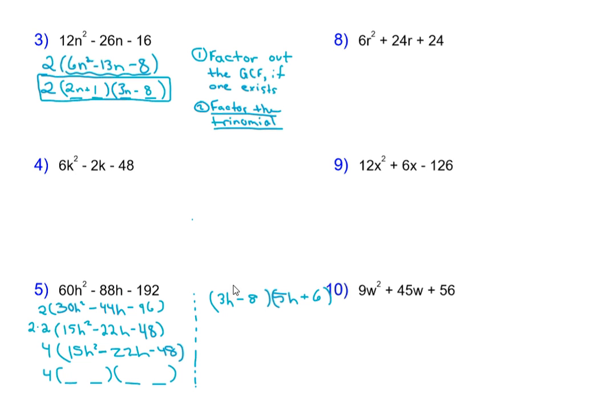So let's see. If I multiply the first two, I know I get 15h squared. If I multiply the outside two, I'm going to get an 18h. The inside two, I'm going to get a negative 40h. And the last two, I know I should get that negative 48. So let's combine those middle two terms together and see what we get. So I have 15h squared. 18h minus 40h is going to be a negative 22h. And look at that. On the first try, I got the correct values.